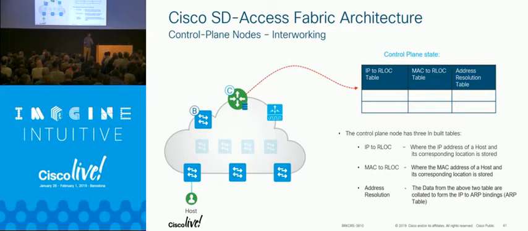Now this table is actually not populated by the edge node, but based on the information of the IP to RLOC table and MAC to RLOC table, we populate the address resolution table. Right? Now this address resolution table is actually very important. Can anyone guess why we need the address resolution table in a fabric, since the fabric is routed access?